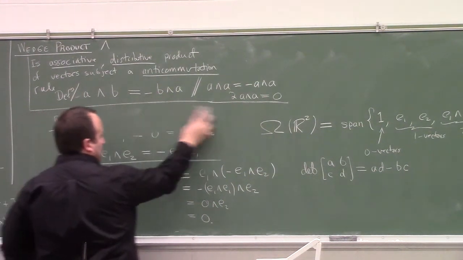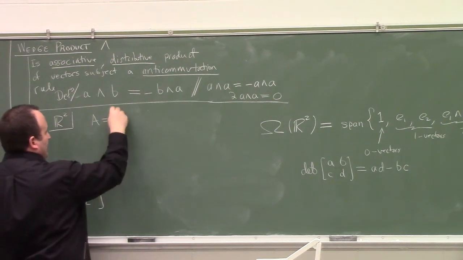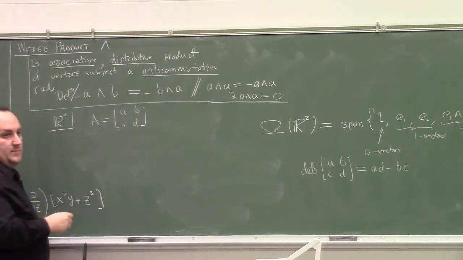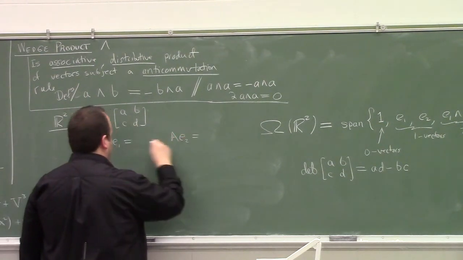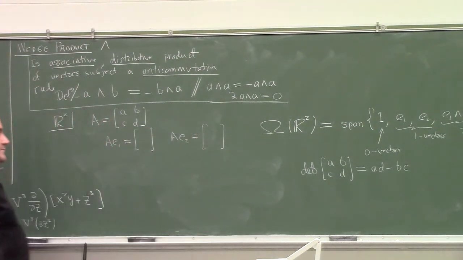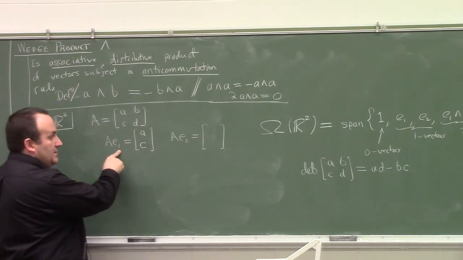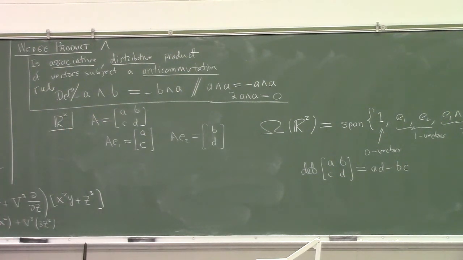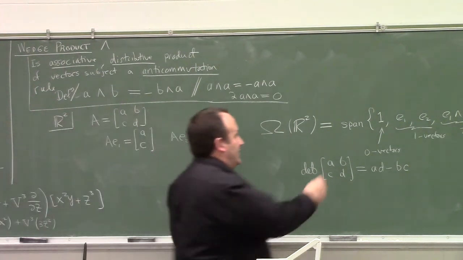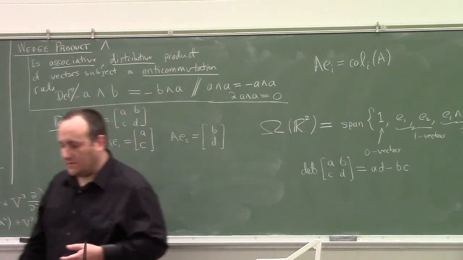So let me show you. Check this out. Let A be the matrix A, B, C, D, right? What is A times E1? What is A times E2? AE1 is the first column of A, and AE2 is the second column of A. When we multiply a matrix on the right by the standard basis, we pick off columns. So generally speaking, this is just a generic linear algebra comment: A times Ei is the ith column of A. That is a general truth of linear algebra, matrix theory, if you like.